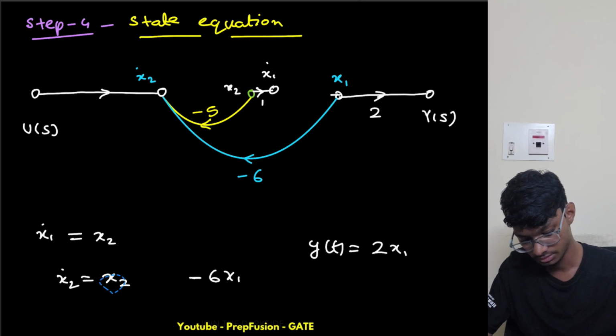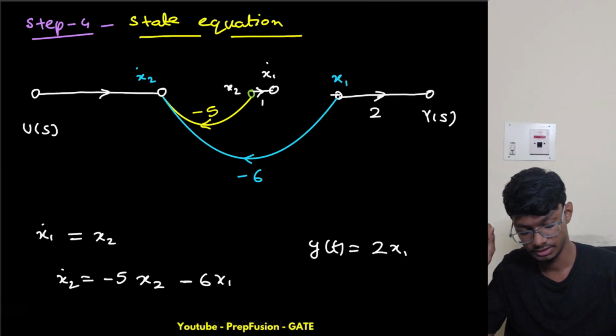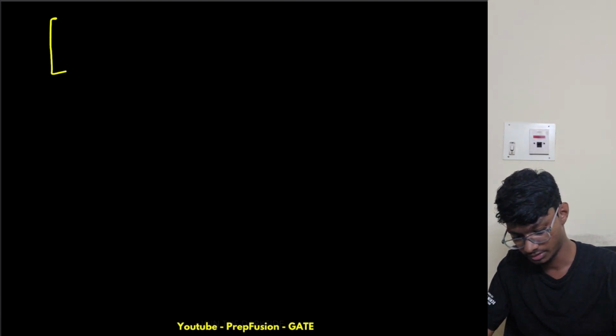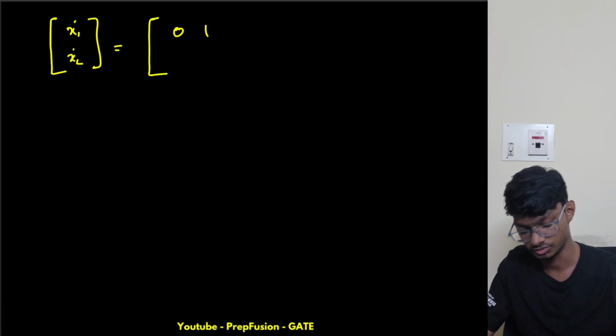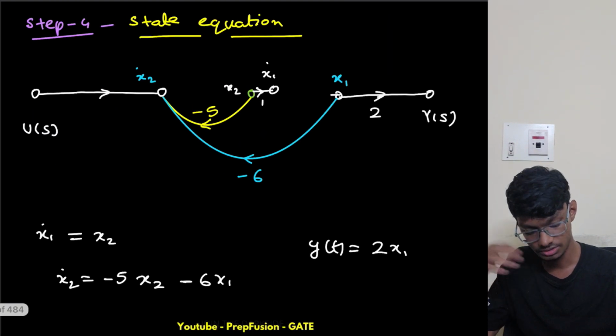So this is what my x1 dot and x2 dot are. Let me write the state equations in matrix format. x1 dot, x2 dot equals 0, 1, minus 6, minus 5, times x1, x2. That is the standard form that we saw. Now B also has a standard form: B is 0, 1.